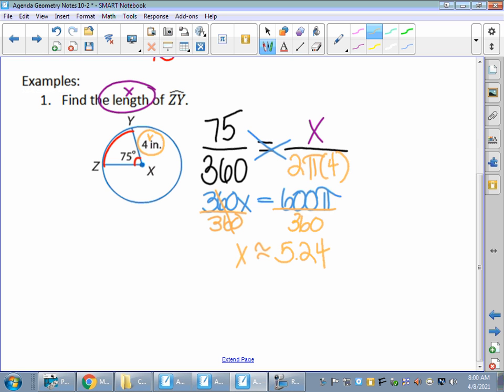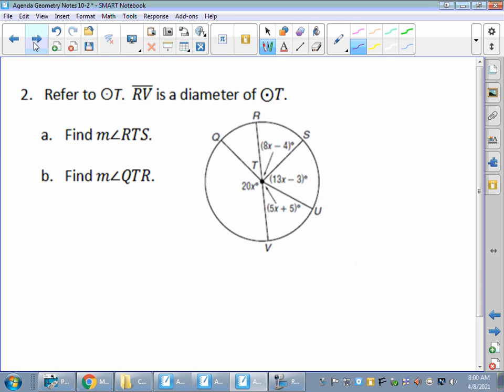So this is 4 inches, the radius. This is 4 inches as well, because radii are all congruent. This is 5.24 inches. So it's just slightly longer than the radius if I picked that out and straightened it up and measured it. So watch when it's asking for arc length or arc measure. All right, so now we got some good algebra problems.